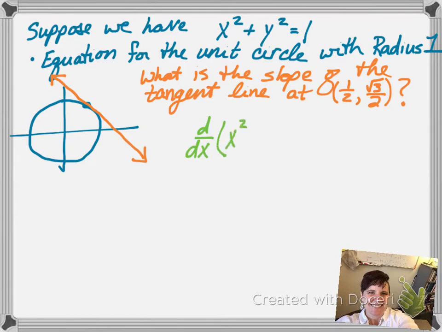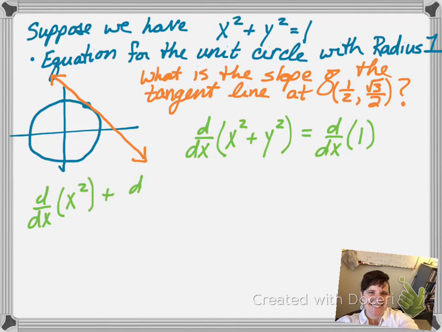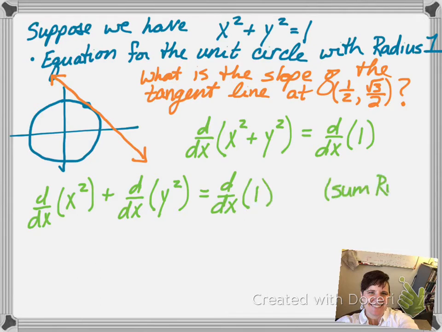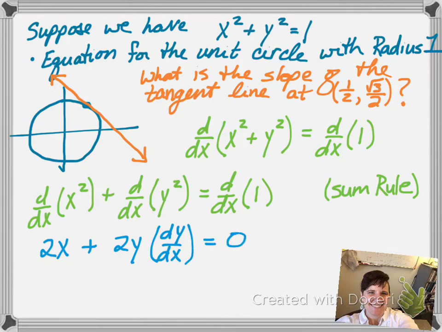So we're just going to take the derivative of both sides of the equal sign. The derivative of x squared plus y squared equals the derivative of 1. On the left-hand side, I've got a sum, so the derivative of x squared plus the derivative of y squared equals the derivative of 1. That's our sum rule. We already know the derivative of x squared is 2x, and the derivative of y squared is 2y dy/dx. Put a pin in that for a moment, and then that equals the derivative of 1, and the derivative of a constant equals 0.